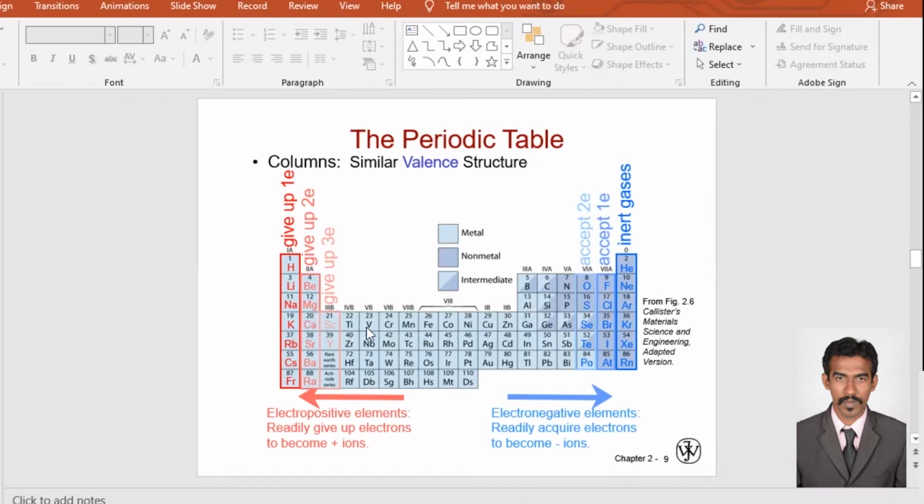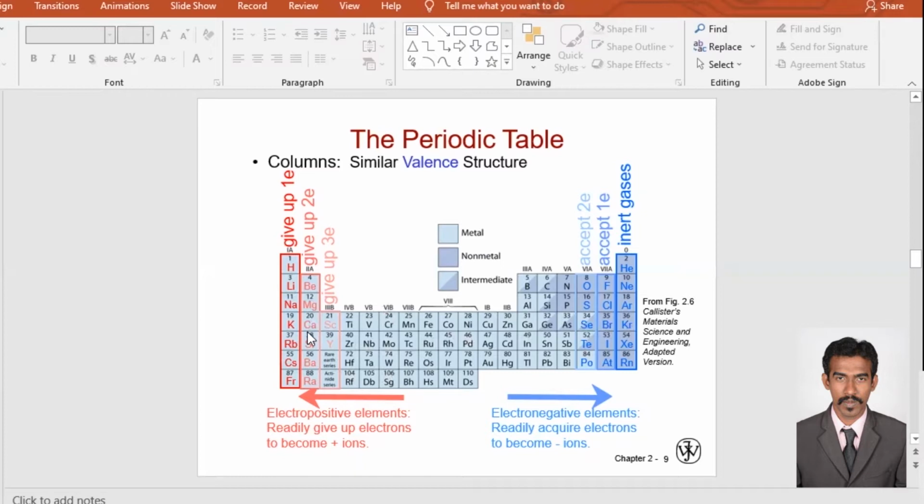Then we have rubidium, strontium, yttrium, zirconium, niobium, molybdenum, like this. This is our periodic table, right? In this periodic table, the first two columns are known as S block elements. These two columns are called S block elements.